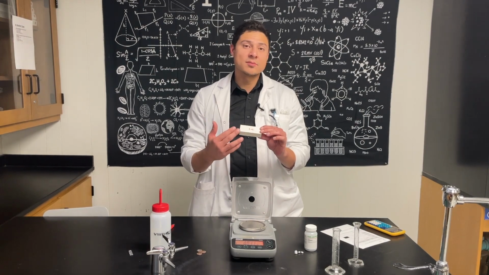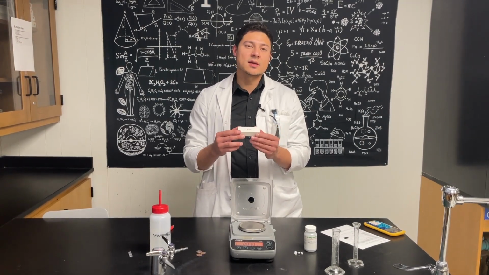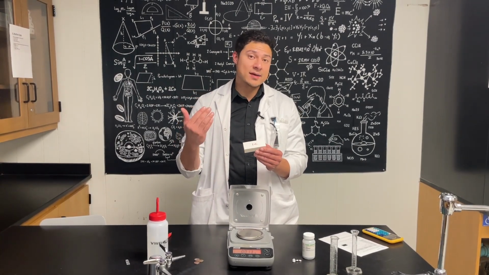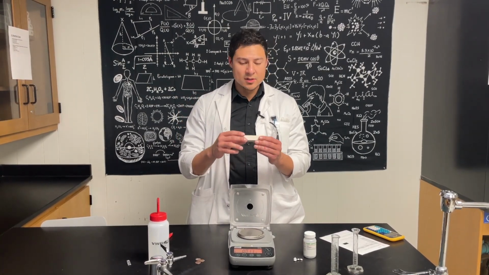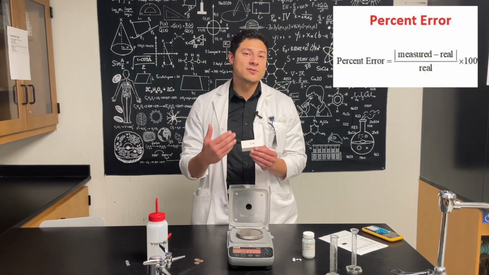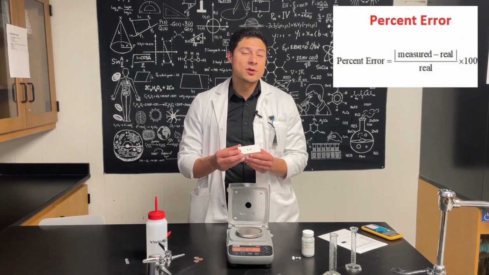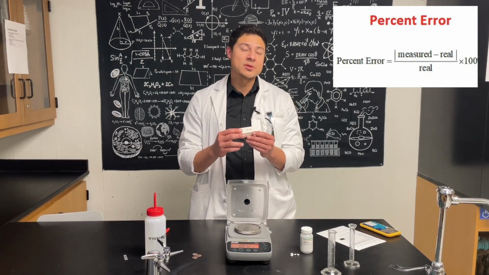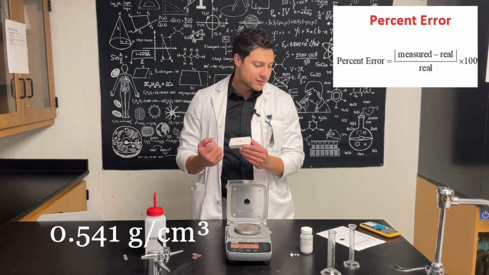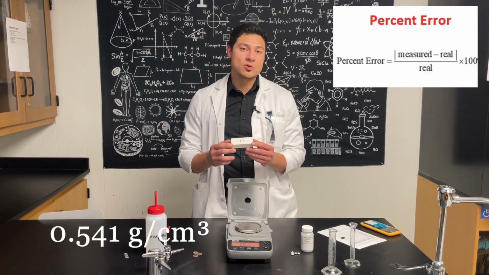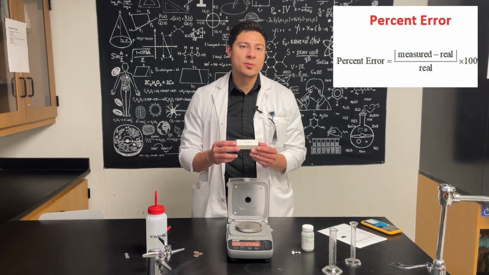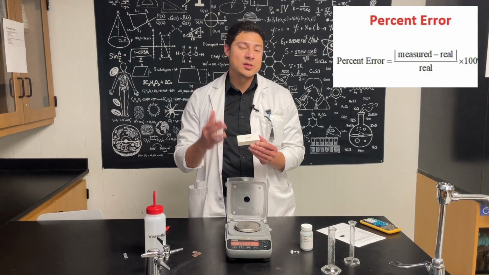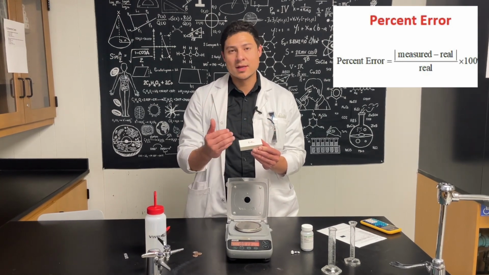Once you've determined the volume by looking at the three different sides and multiplying them together, then you're gonna divide the mass of the object by the volume, right? Once you've done that, then you're going to find the percent error. So you're gonna compare your number, your density, to the actual density of this block, which happens to be 0.541 grams per centimeter cubed. So to compare that, please use the formula accordingly and figure out what percent error you have based on your measurements and the actual measurement.